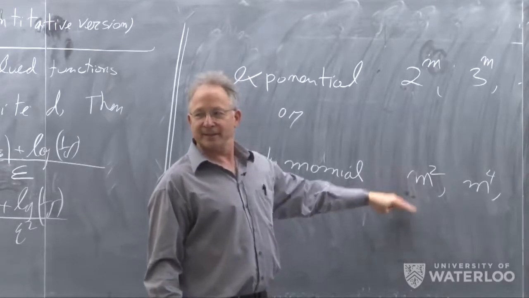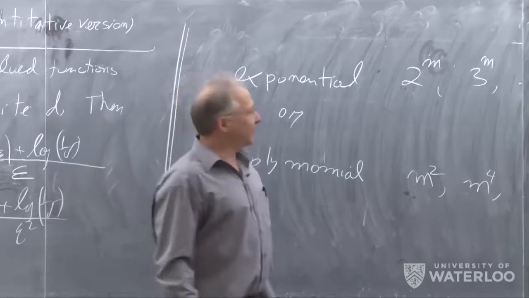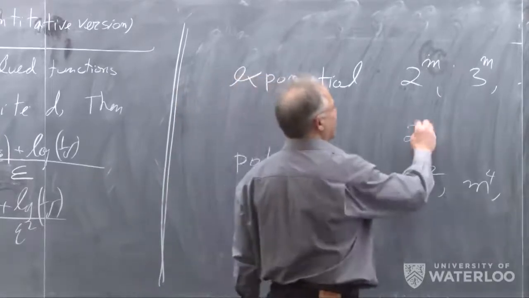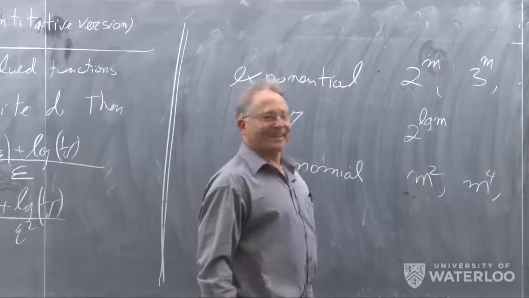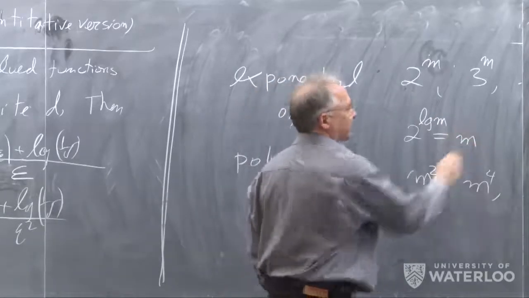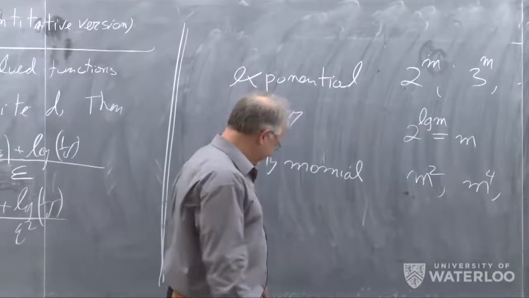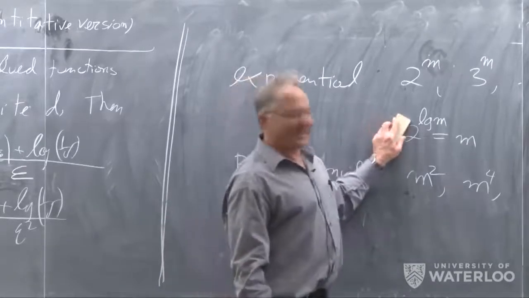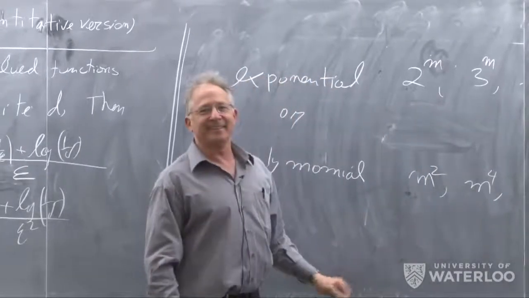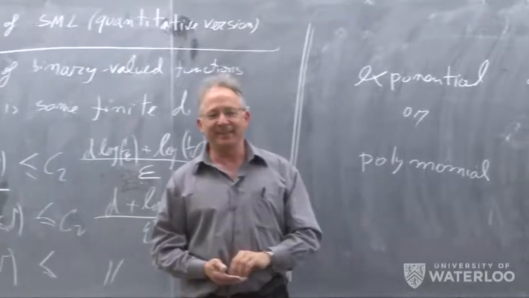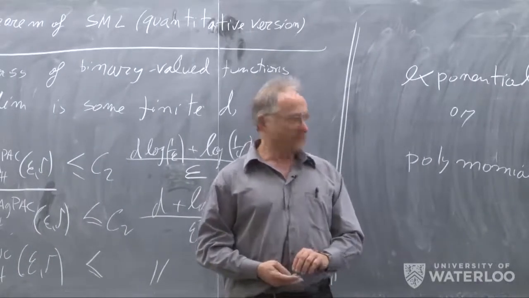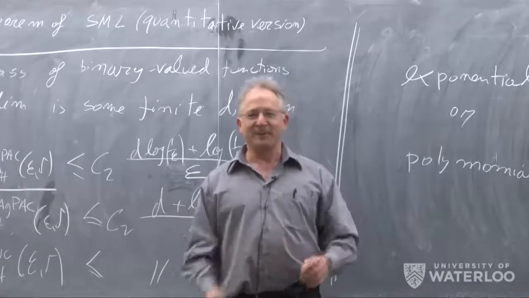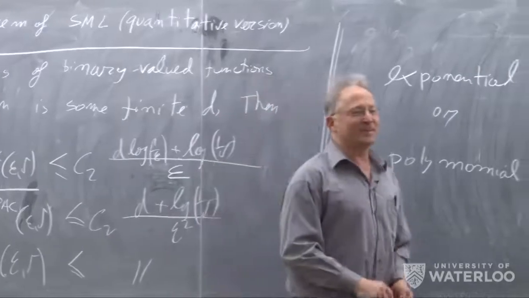Yes? 2 to the log m. What is 2 to the log m? Can everybody tell us what is 2 to the log m? 2 to the log m is just m, right? So what can happen in between? What? You want to take a weight from each. There are many things in between.